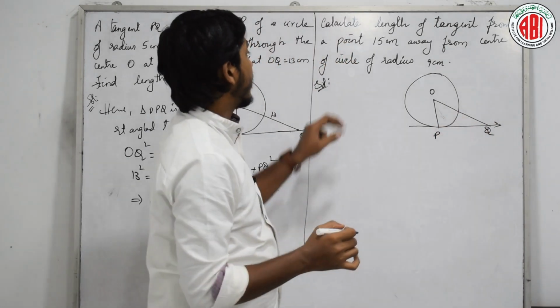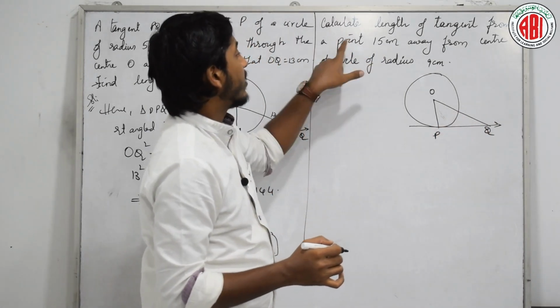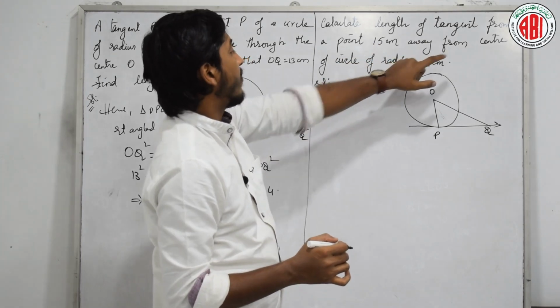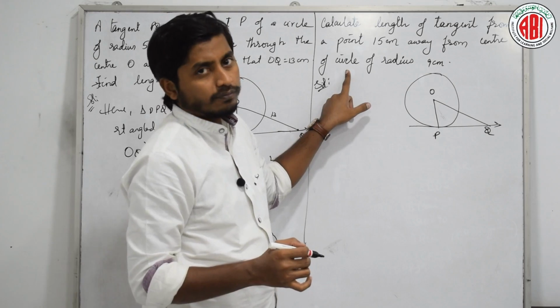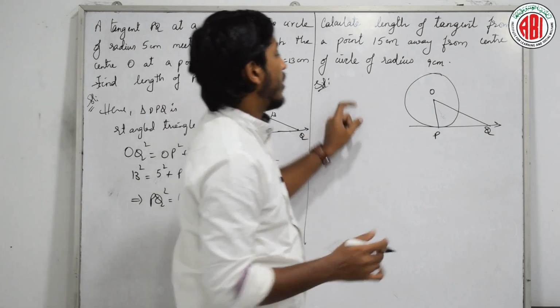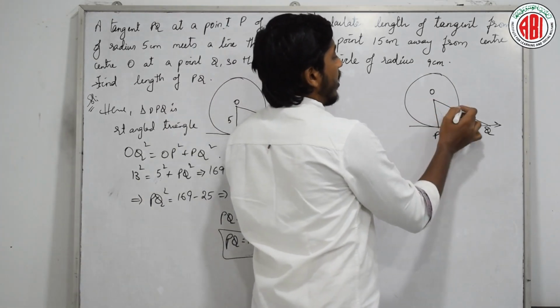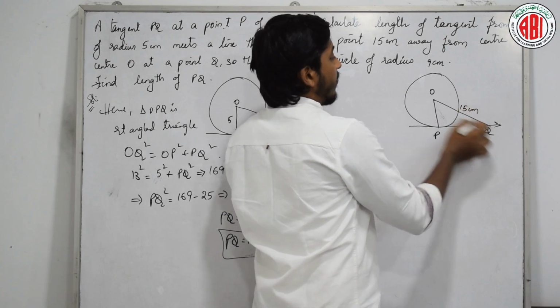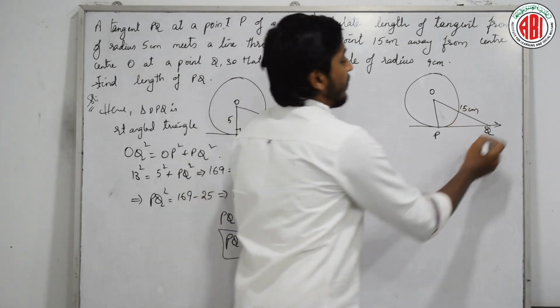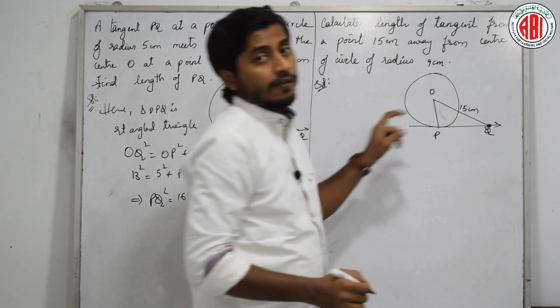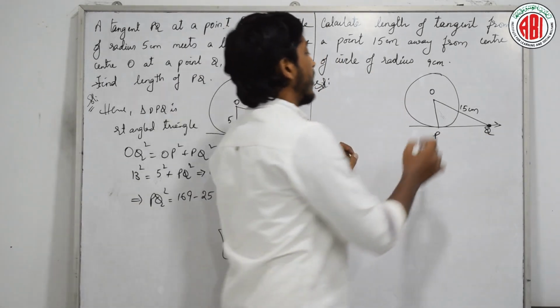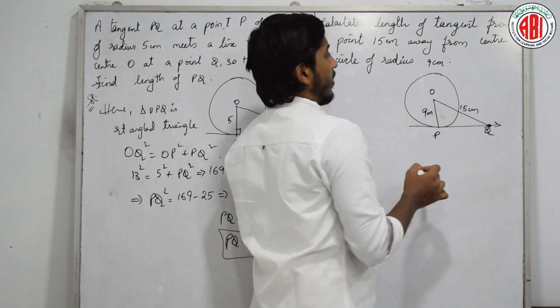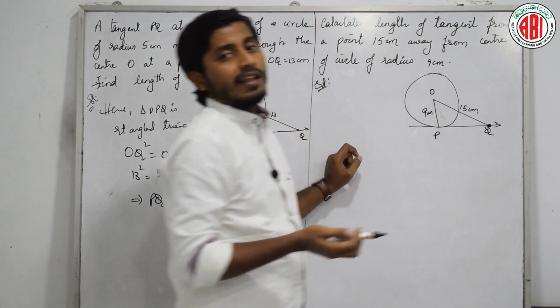Okay. What is the question given? Calculate the length of a tangent from a point 15 centimeter away from the center of circle. Okay. What is given here? There is a point 15 centimeter far from the center of the circle. Somewhere this point Q. From this point a tangent is drawn, and the radius of the circle is 9 centimeter. What we have to find now again? Length of a tangent.